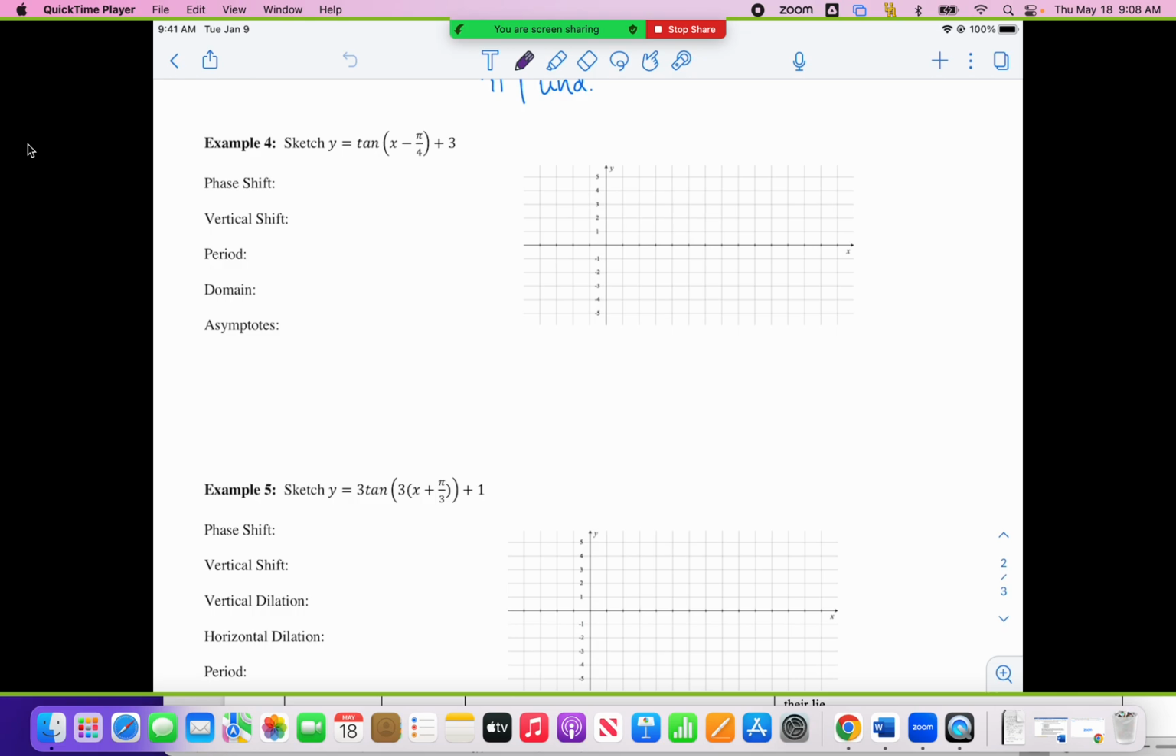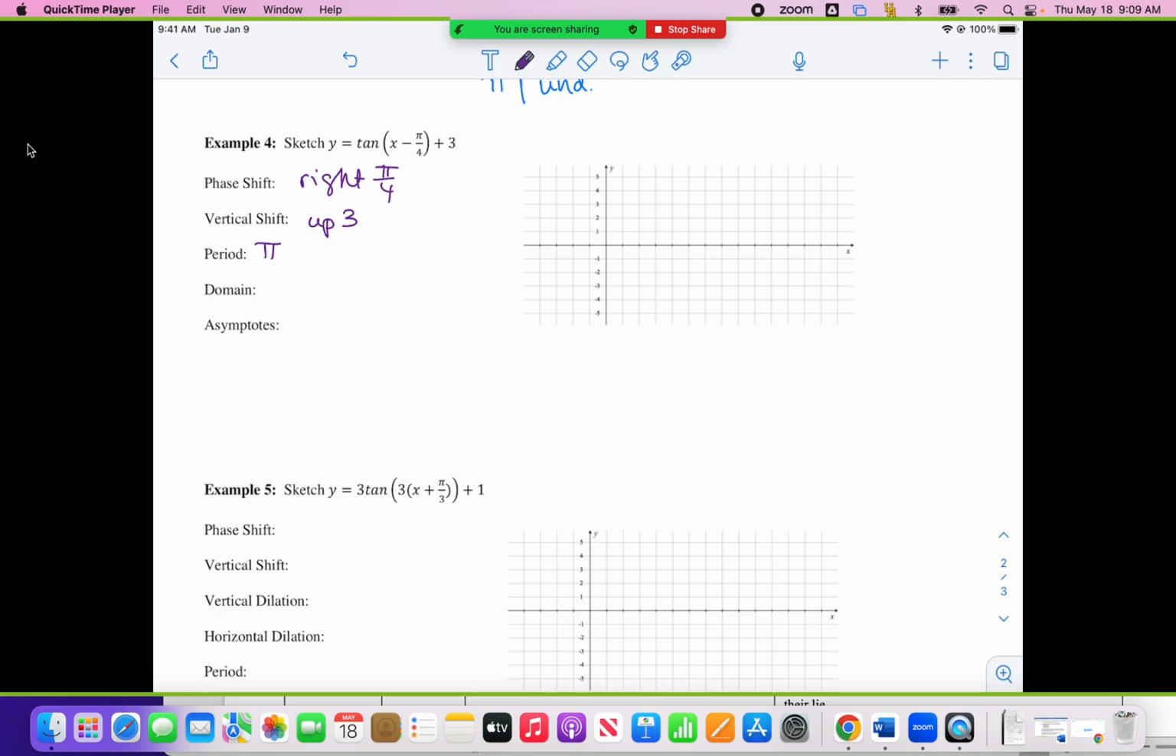All right, Nick, what was your phase shift? Right, pi over 4. Good job. And Humera, what was your vertical shift? Up 3. All right, to find the period length, you take pi divided by b. Brennan, what was the b value here? Not 1, right? Yeah, because 0 times x is 0. So that's pi.